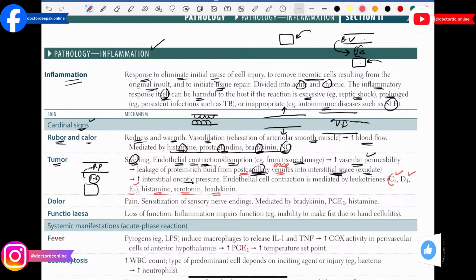Then after that we have the dolor, which is also the pain. In the cardinal signs, dolor means pain. Again they can ask you, when in your body one area is injured, or when there is inflammation on one side or one point or one place, why is that area painful? You guys also know that when there is inflammation in our body or on a specific part of the body, that part is going to be painful. And what is the mechanism why that area in the inflammation will become painful?